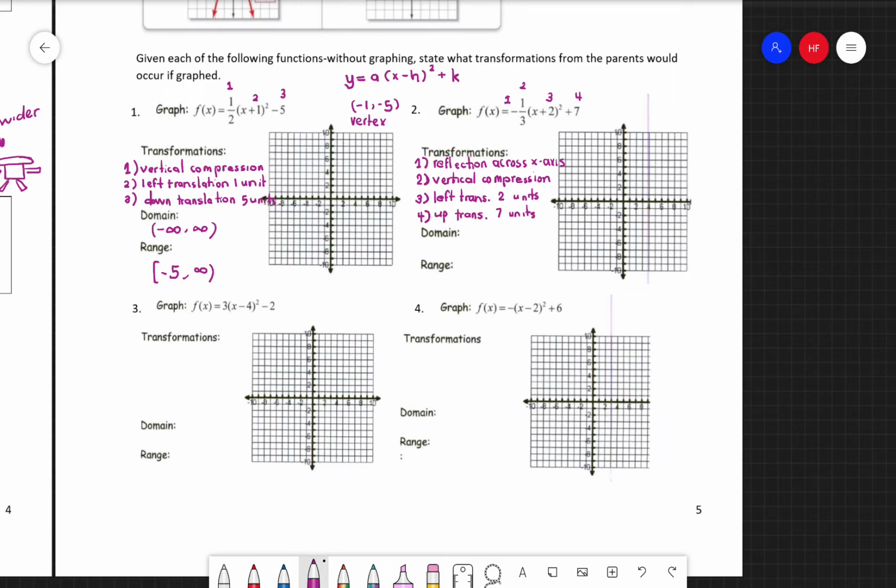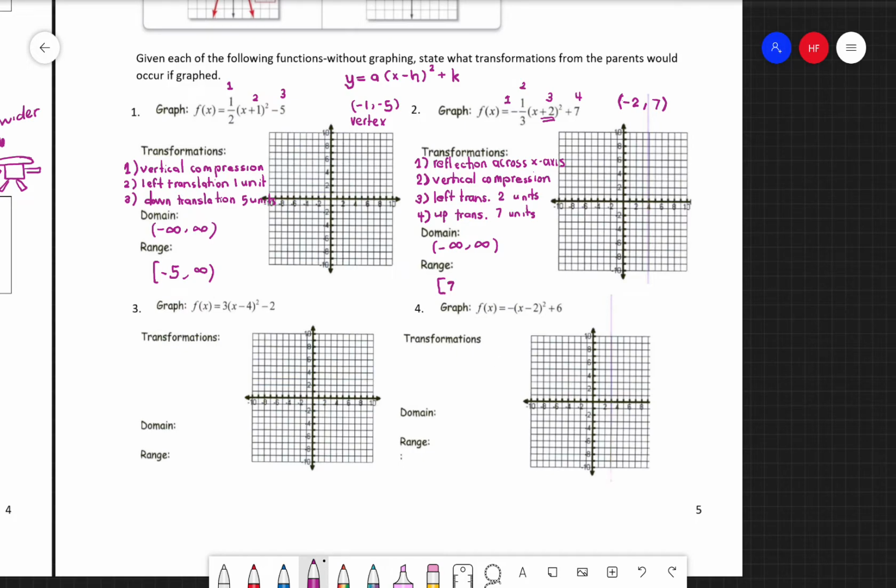So on number 2, we've got a lot of transformations happening. Now domain will not change, and then our range depends on our vertex. So our vertex would now be -2. We take the opposite of what's in here, and then take the last bit as it is. So (-2, 7) is my vertex. So 7, from 0, I've moved up 7. So my range now starts at 7.